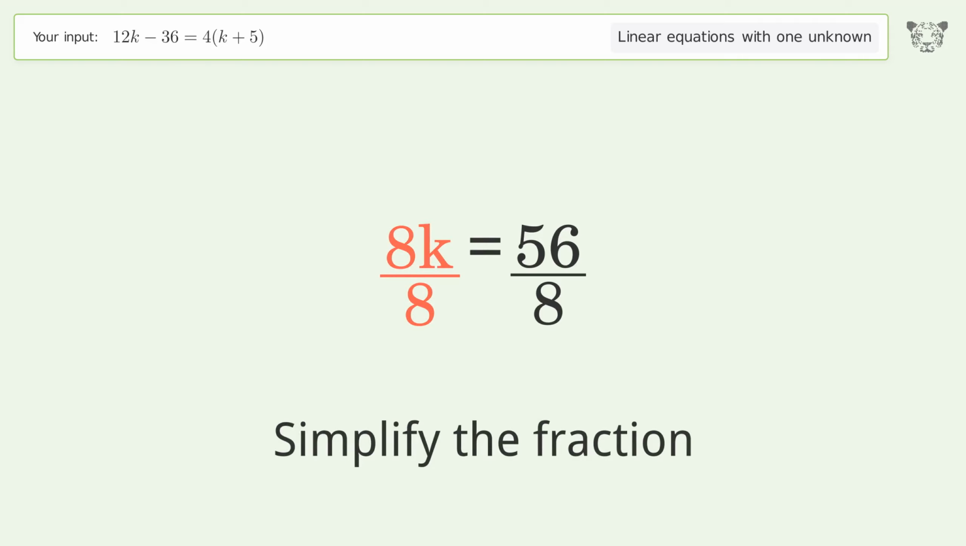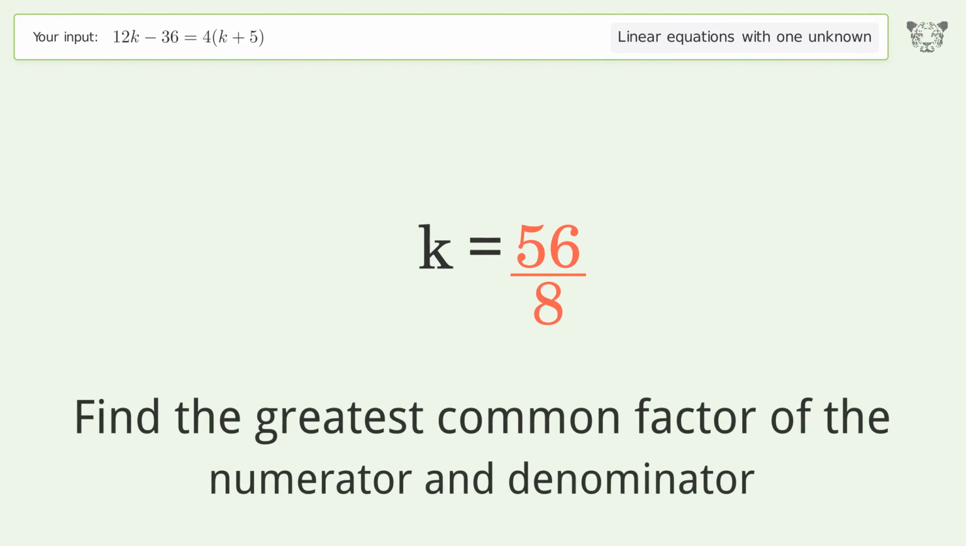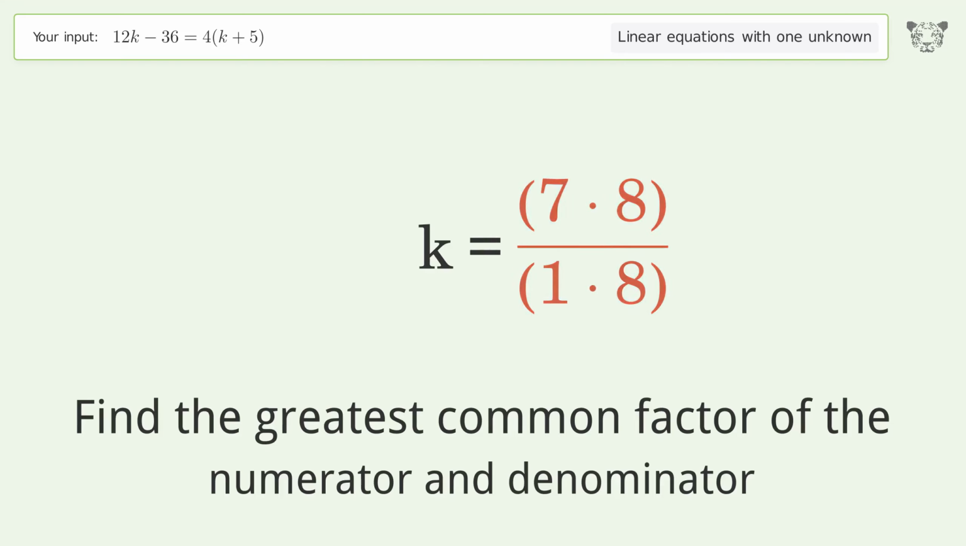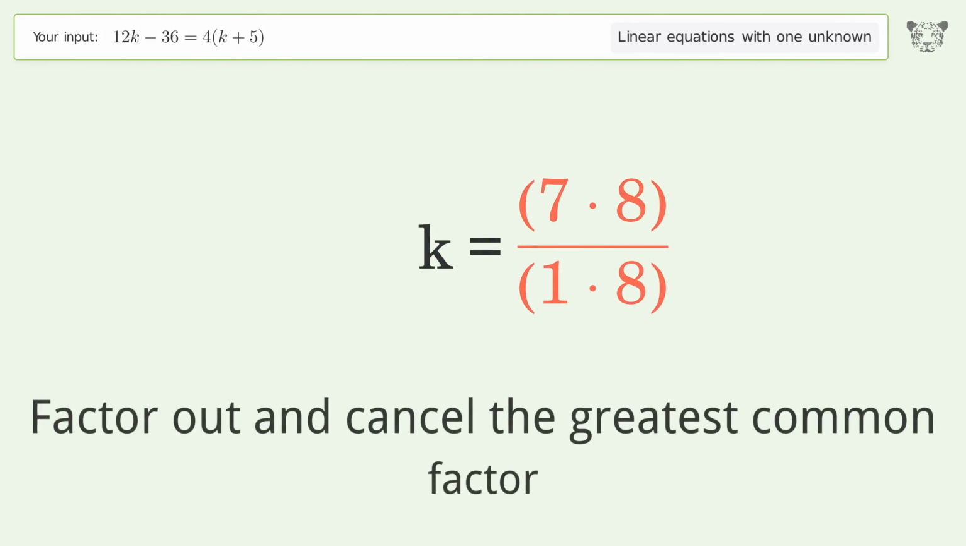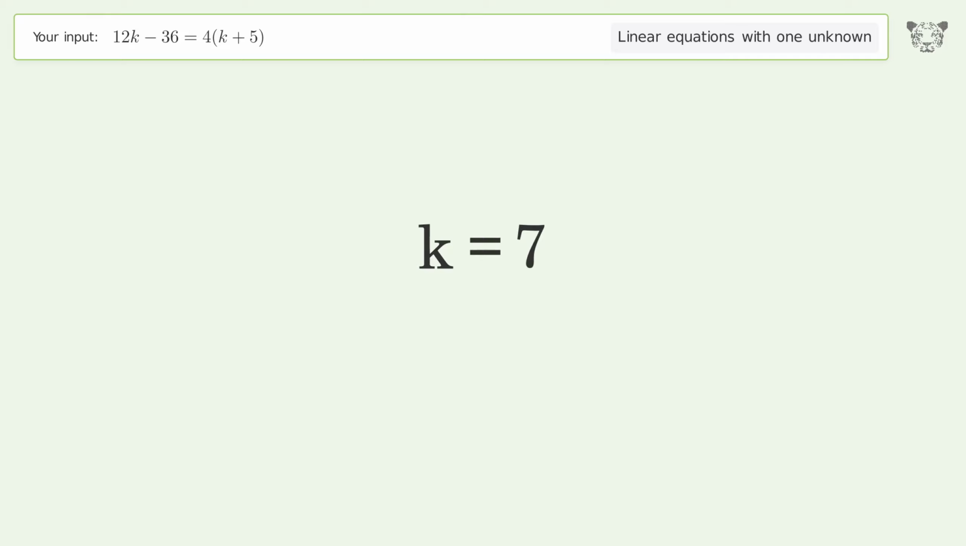Simplify the fraction. Find the greatest common factor of the numerator and denominator. Factor out and cancel the greatest common factor. And so the final result is k equals 7.